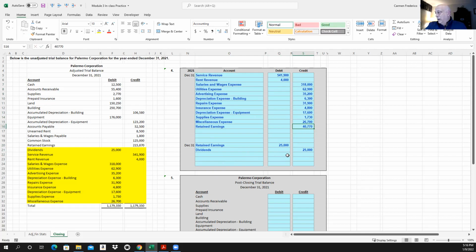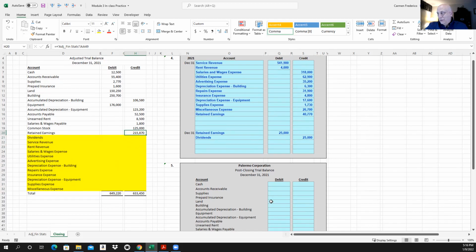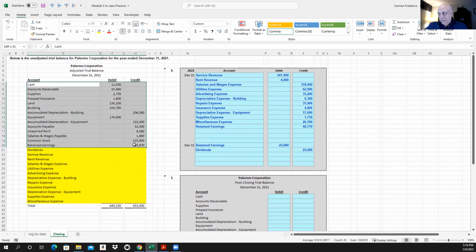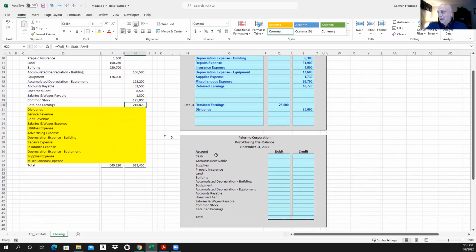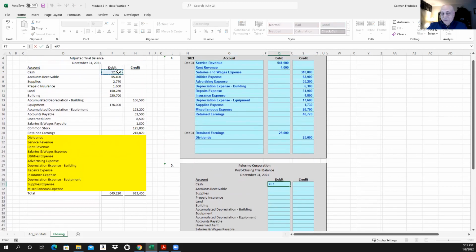So let's keep going. Now, once we make these entries, what happens? All these balances get zeroed out. If these are all closed out, what's left for our post-closing trial balance are all these accounts here, plus our adjusted retained earnings once we bake in these entries. We'll show you what that is in a sec. So here's our post-closing trial balance. What do we have left? As we do our closing entries, we have our cash balance of 12,500.